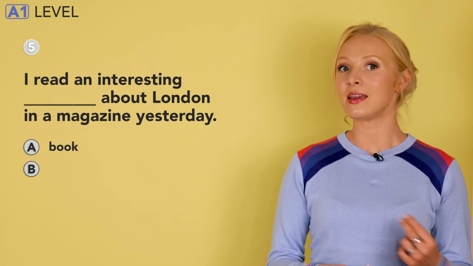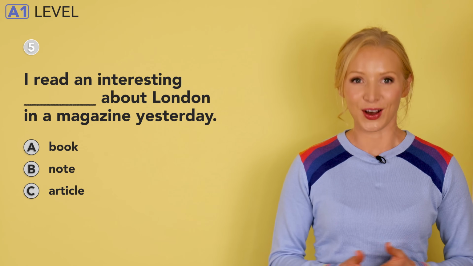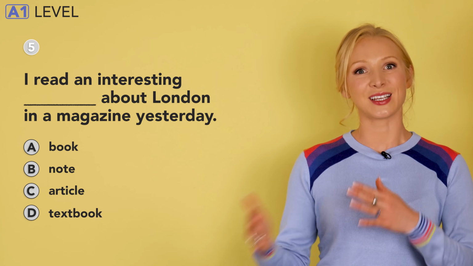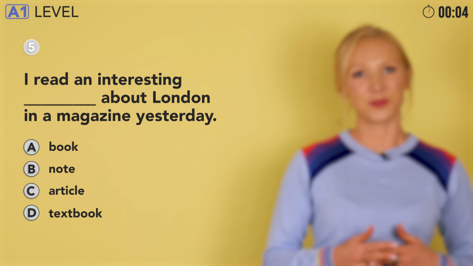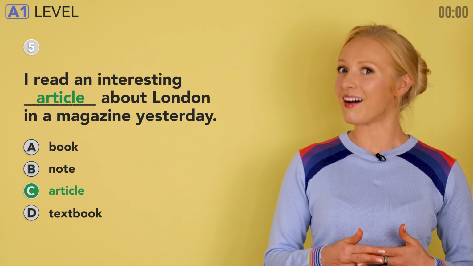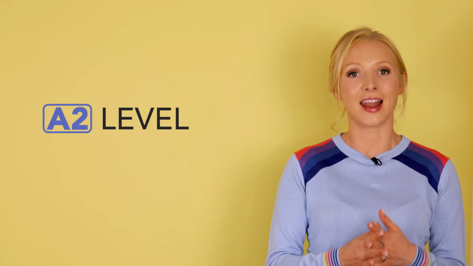Time for our last question at A1 level. Number 5. I read an interesting what about London in a magazine yesterday? A, book, B, note, C, article, or D, textbook? Did you say C, article? Well done. Okay, how did you do at A1 level? I think it's time to kick things up a notch. Let's look at some A2 level vocab.